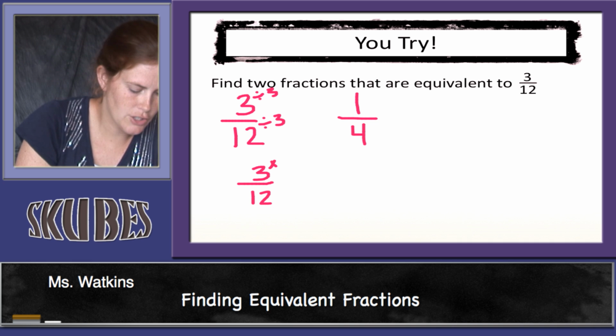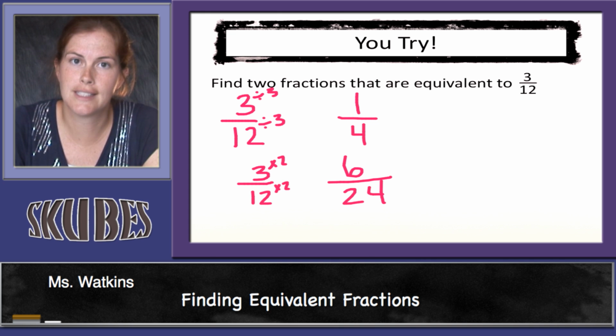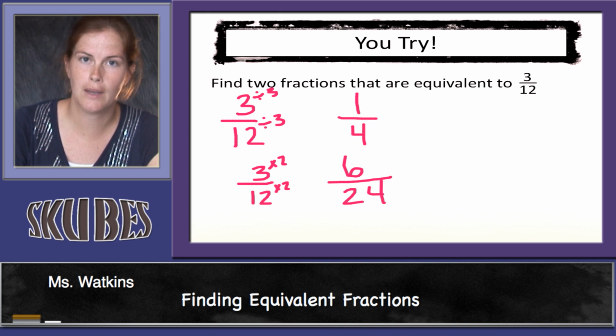Now I'm going to use multiplication. Let's multiply them both by 2. 3 times 2 equals 6. 12 times 2 equals 24. So 6/24 is also an equivalent fraction to 3/12.